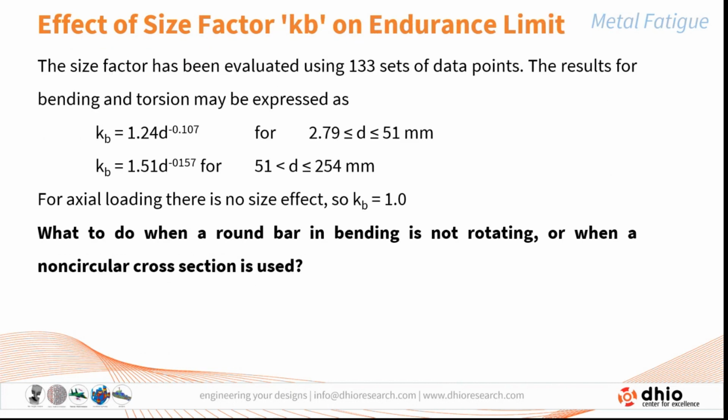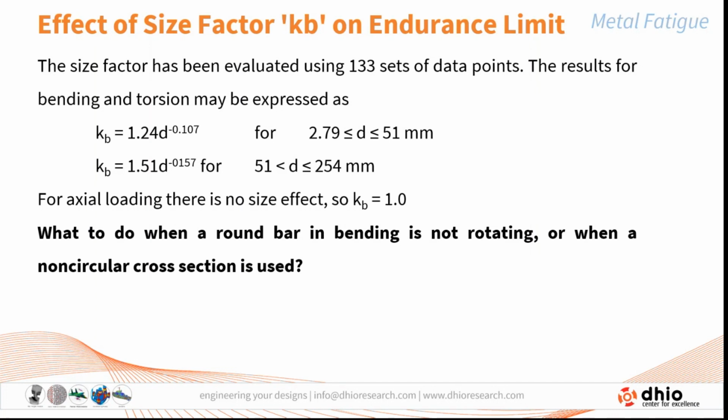Thus, the size factor has been evaluated using 133 sets of data points, and the results for bending and torsion may be expressed as Kb equal to 1.24 into D to the power of minus 0.107 for members with a specimen diameter varying from 2.79 to 51 mm. Kb is going to be 1.51 into D to the power of minus 0.157 for a member diameter between 51 and 254 mm. And for axial loading, no size effect is there, so Kb is taken to be 1.